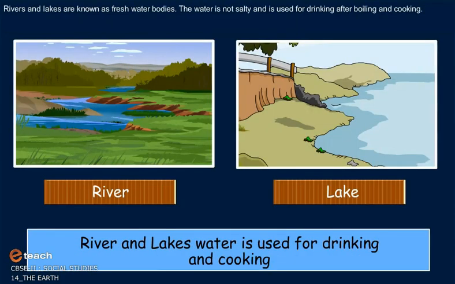Rivers and lakes are known as freshwater bodies. The water is not salty and is used for drinking after boiling, and for cooking.